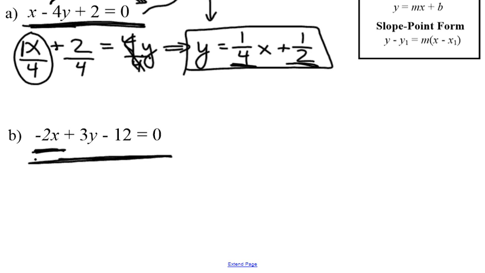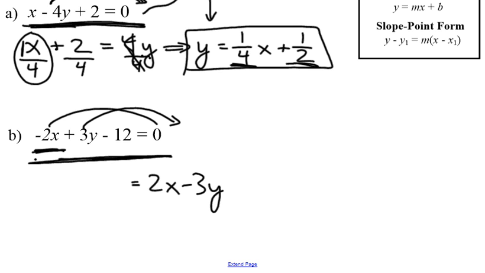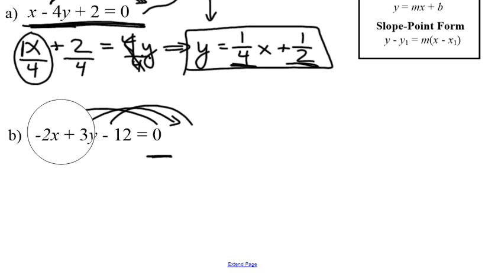Well, negative 2x would need to go to the other side to become a positive 2x. But everything has to be on the same side, so my 3y would be over as a negative 3y now. My negative 12 would be moved over to be a positive 12. There's the general form in true general form fashion. I know the question didn't ask for that, but I was just reviewing the concept.